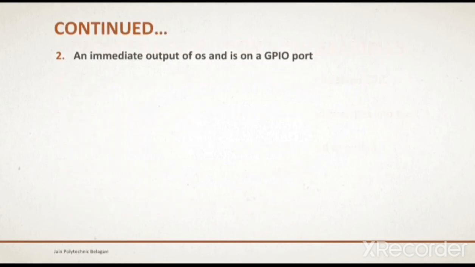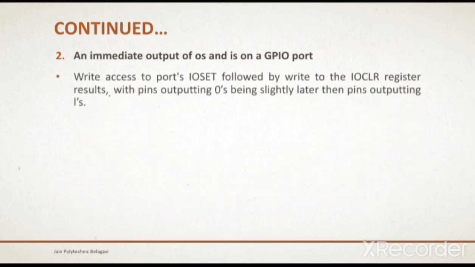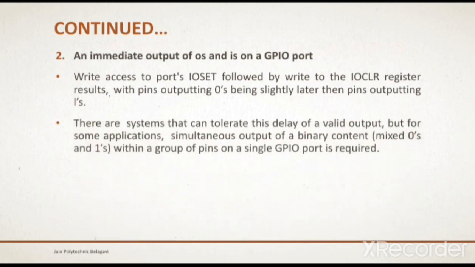An immediate output on the GPIO port: write access to the port input-output set followed by a write to the IO clear register results in pins outputting zeros being slightly later than pins outputting ones. There are systems that can tolerate this delay of a valid output, but for some applications, simultaneous output of a binary content, that is mixed zeros and ones within a group of pins on a single GPIO port, is required.